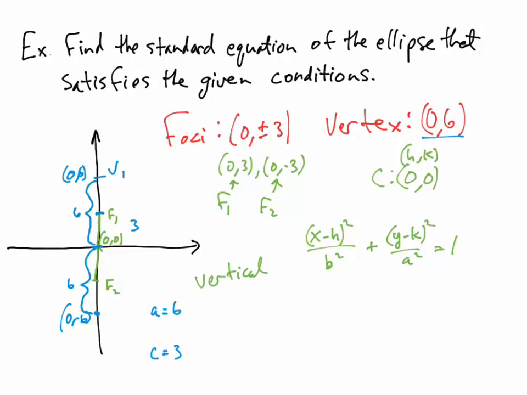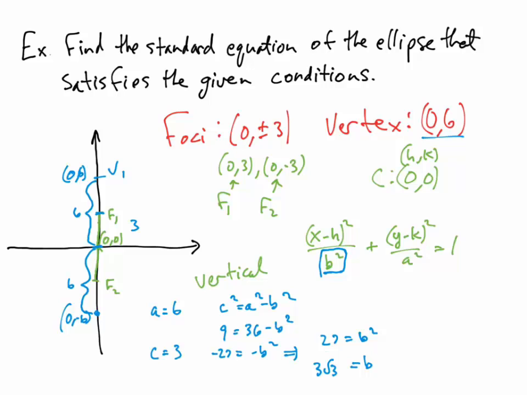Now we can use these two values to figure out the b value. So remember, c squared is equal to a squared minus b squared. C squared is going to be 9. A squared is 36 minus b squared. So we're going to get negative b squared is equal to negative 27. Let's make those both positive by dividing by negative 1. So we get a b value of 3 square root 3. But in the equation, we don't really care what b is, we really care what b squared is, so we can just drop in a 27 there.